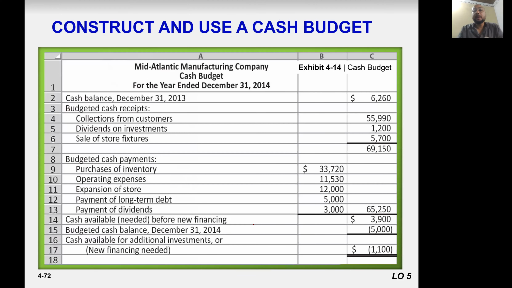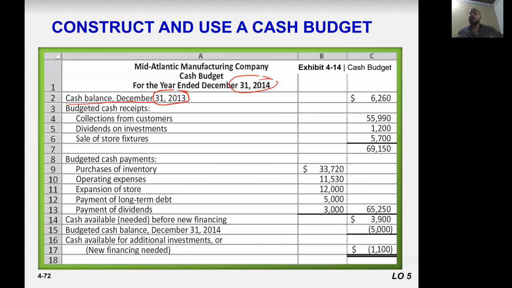Okay. So how are we going to start it? Number one, cash balance at the beginning. If you pay close attention here, this is for the year ended 31 December 2014, and this cash balance is as of 31st December 2013. All right. So a cash budget is prepared in advance, for the future. It can be made weekly, monthly, quarterly, semi-annually, for 6 months, and for a year as well. So this example is for a year.